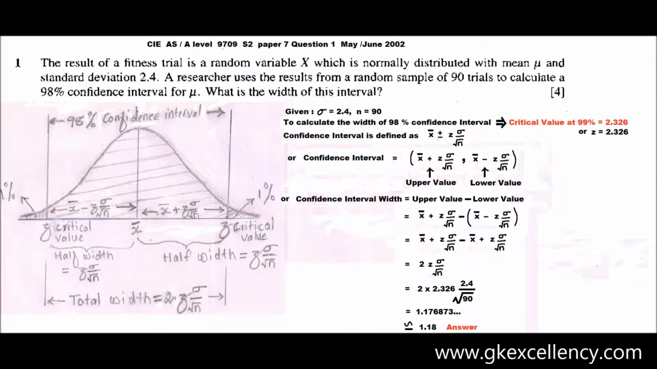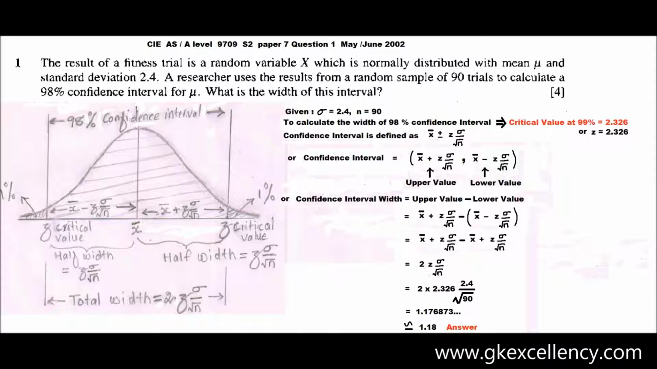Dear friends, this is question number 1 from the S2 statistics paper, May-June 2002 exam from the Cambridge International Examination AS/A level. Question number 1 goes this way.